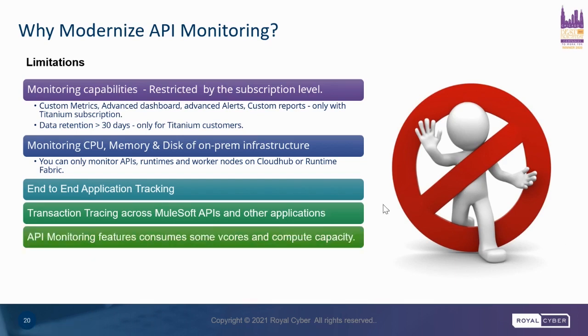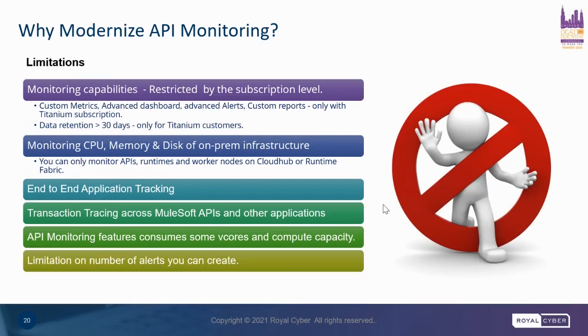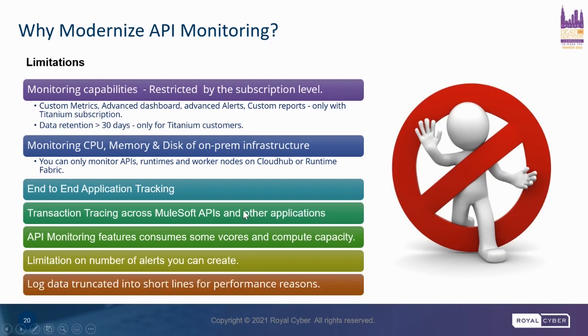APM monitoring features also require vCores to run, which could potentially affect the availability of your vCores for your critical APIs. There is also a limitation on the number of alerts you can create based on your subscription level. And for better performance and readability, your log data is in fact truncated into shorter lines as well.